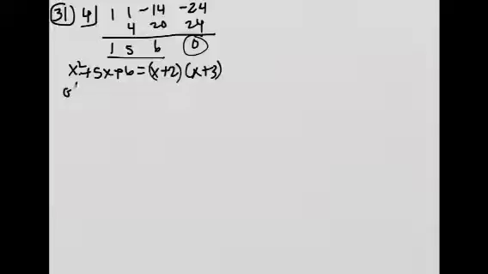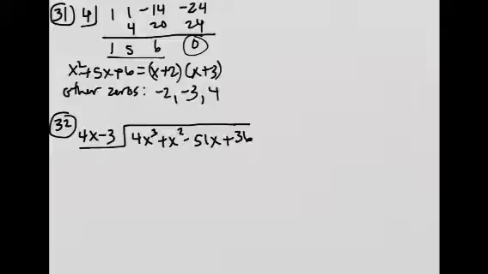So the other zeros are negative 2 and negative 3. Well, it's asking for all the real zeros, so let me add the 4 to the list from up here. Okay, so for 32, we're going to use long division.